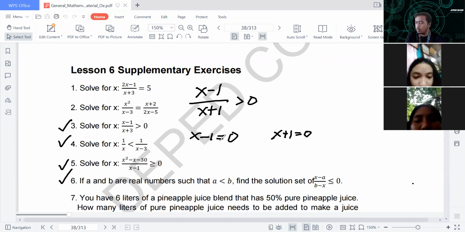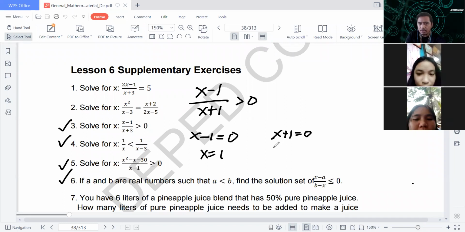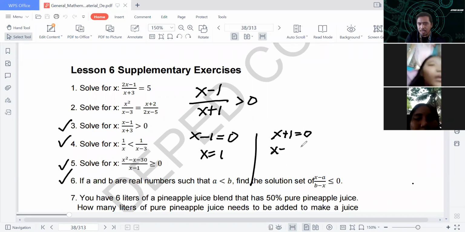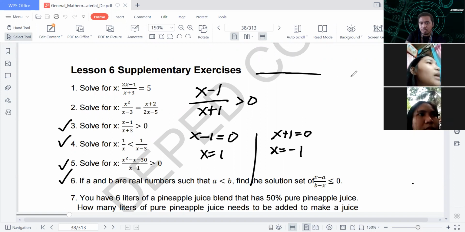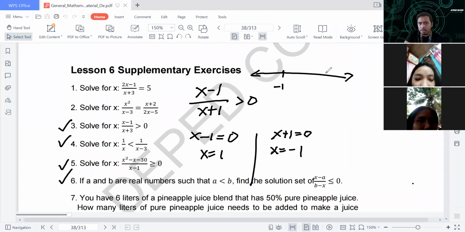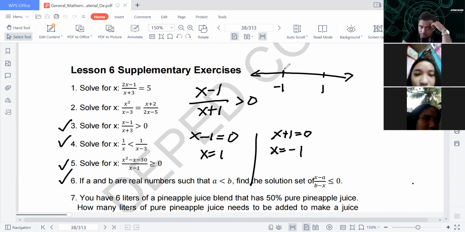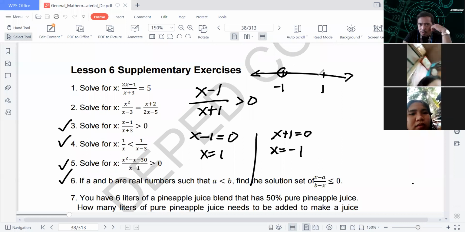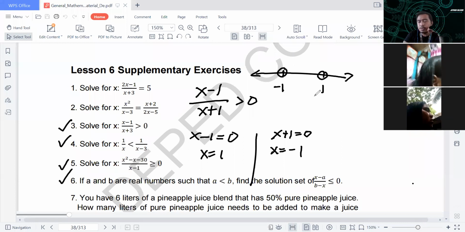Then the next thing is you will be solving for x. So it will follow that your x here is 1, while on the other side, from the denominator, your x is negative 1. Okay? So the next thing that we will be doing is plotting these numbers on the number line. As you can see, you can have here the negative 1 and here the positive 1.